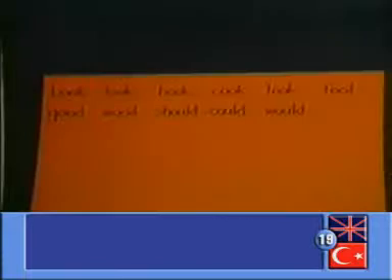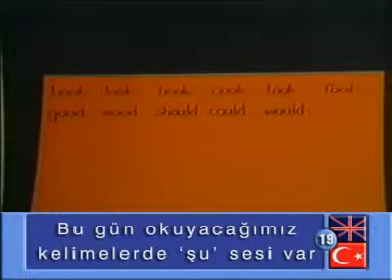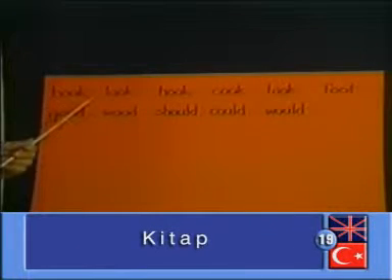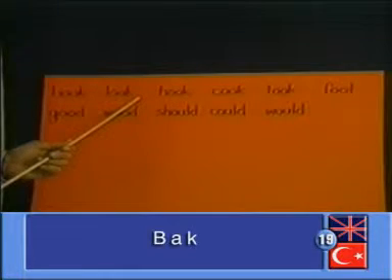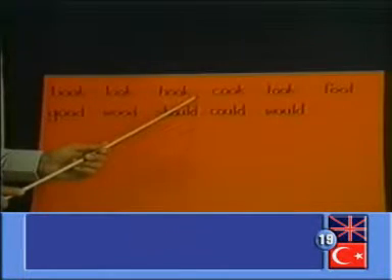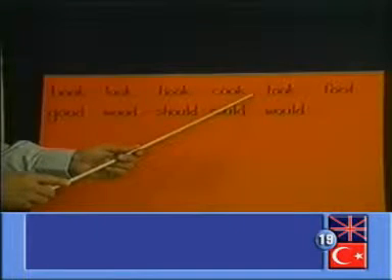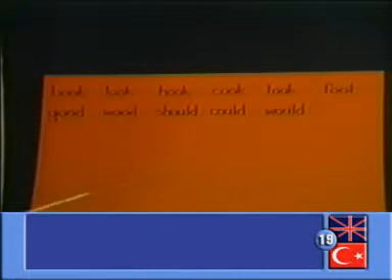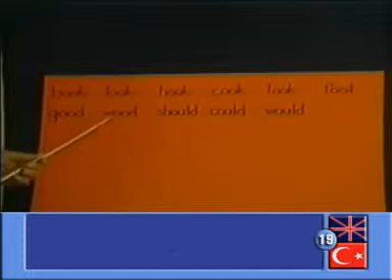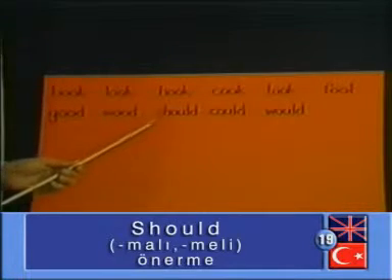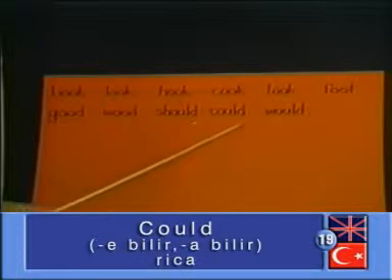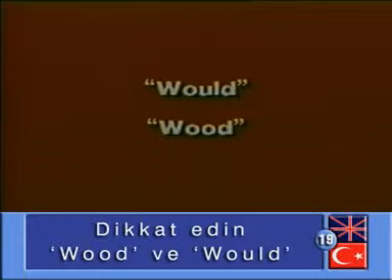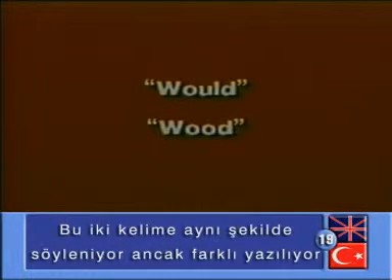Are you ready? The words we're going to read today have the oo sound in them. Listen carefully. Here we go. Book, look, hook, cook, took, foot, good, would, should, could, would. Notice that would and would are said the same way, but they are spelled differently.